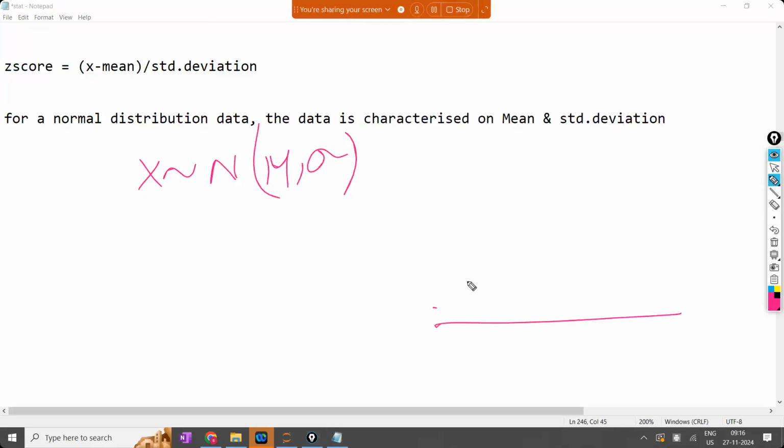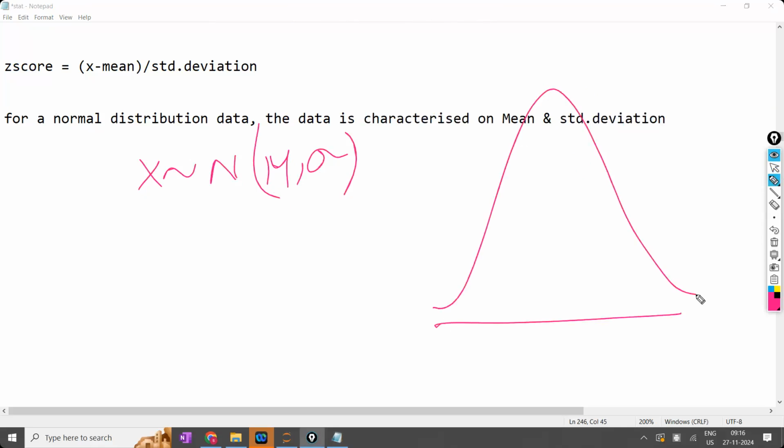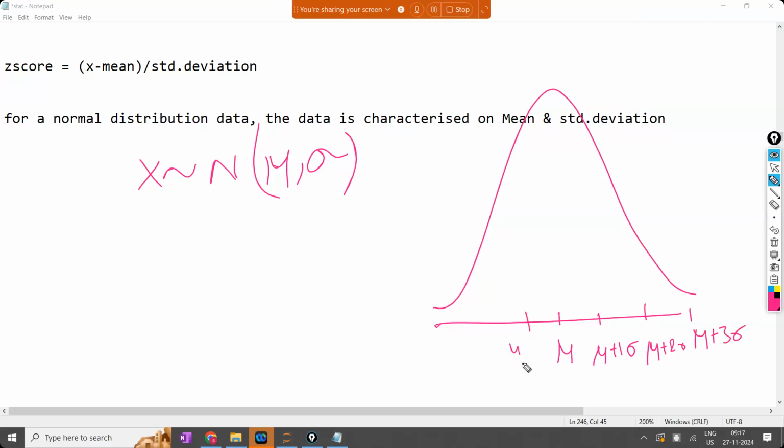Now here, for example, if you are taking normally distributed data, what are the center values? The center value should be mu. The next value, whatever you are going to write, that number you can't write as per your choice. It should be only mu plus 1 sigma, the second number. Next number should be mu plus 2 sigma. Next number should be mu plus 3 sigma. Similarly, left side, mu minus 1 sigma, mu minus 2 sigma, and mu minus 3 sigma.